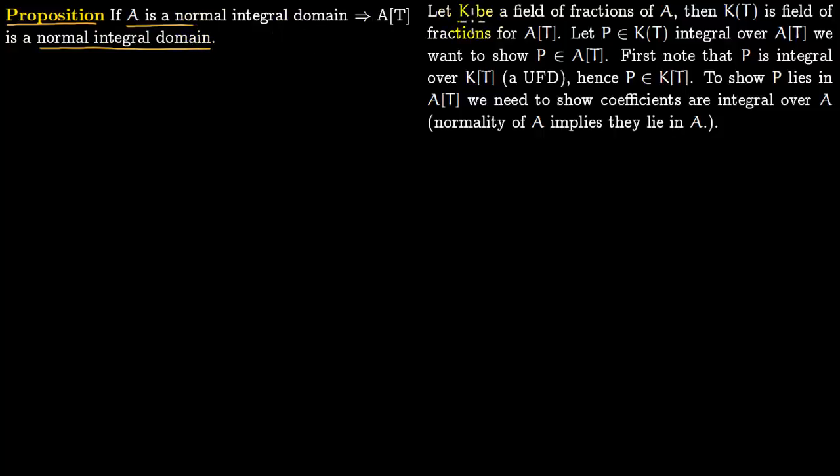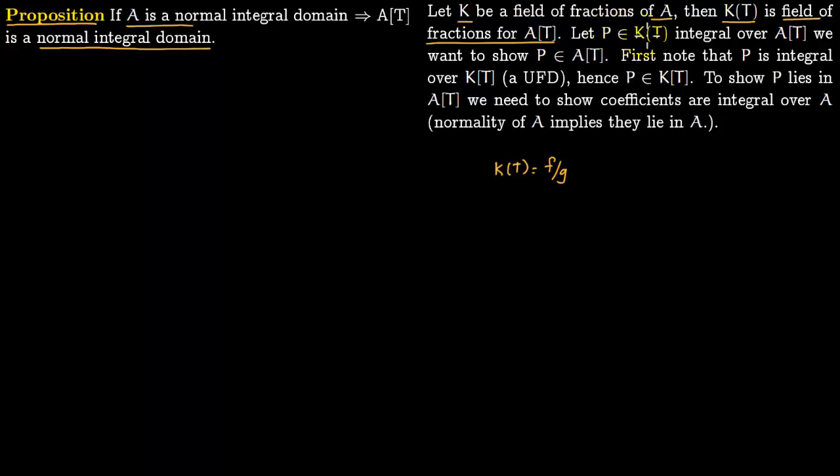So let K be the field of fractions associated with this integral domain A. And then this K(T) is the field of fractions for this polynomial ring A[T]. So these are rational functions over A[T]. So this K(T) looks like this: f over g, where f is a polynomial in this A[T] and g is a polynomial in this A[T].